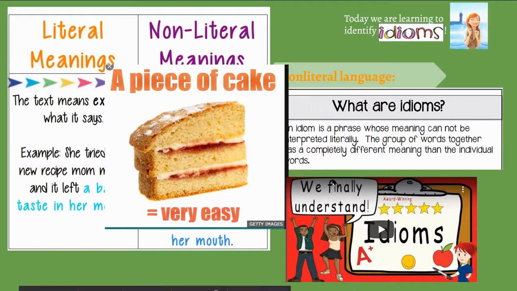And if you watch the video in the corner, the red video that says we finally understand idioms, you will see a lot of different idioms that we hear almost every single day. But for now, let's take a look at our assignment for today.